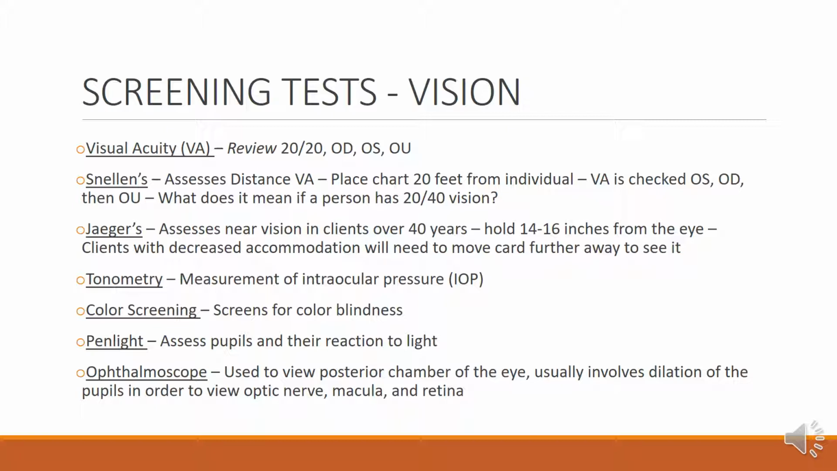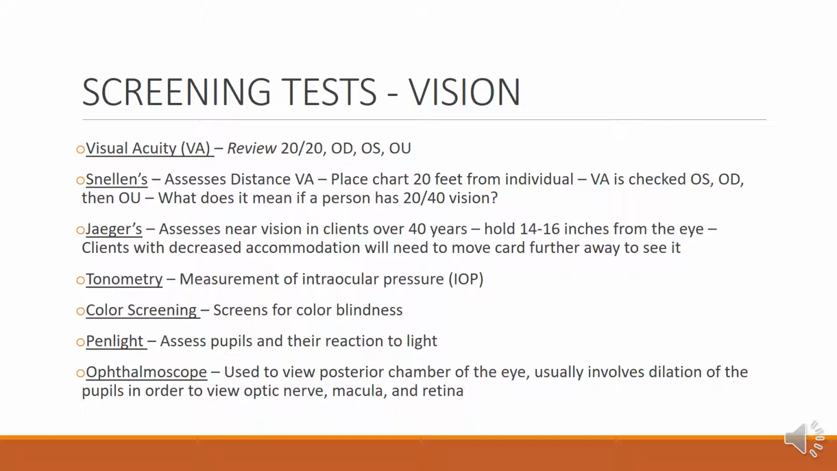Then looking at Jaeger's, this is actually assessing near vision. It's mainly assessed in clients over 40 years old. What they do is they hold a handheld chart about 14 to 16 inches from the eye. And clients with decreased accommodation will need to move it further away to see it. The best example I have of this is when you think of maybe your parents or grandparents, and when they're trying to look at their phone, they have to hold it farther away. Their arm isn't long enough for them to actually see it well. So that is the same kind of test that Jaeger's would be.